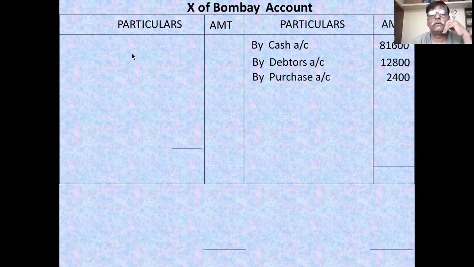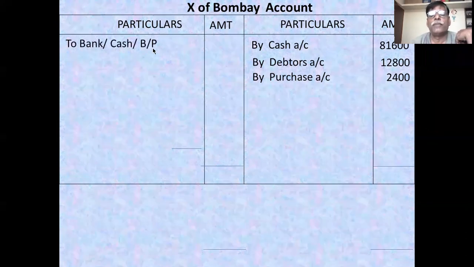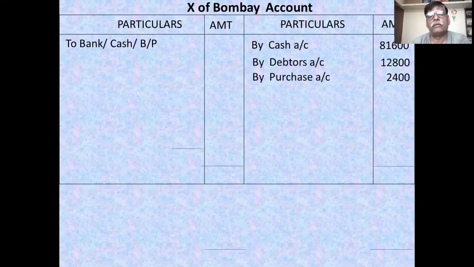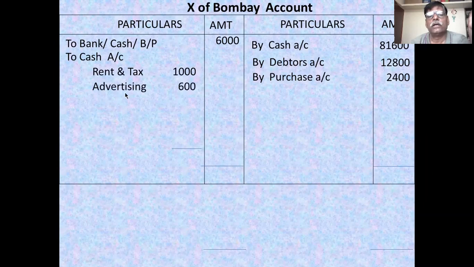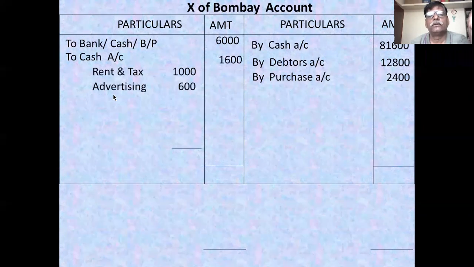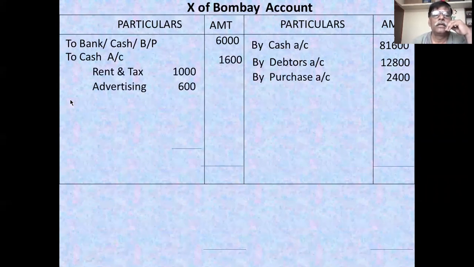In the debit side, first is advance paid to consignor, by bank, bills or cash. Out of these you write bills payable, not bills receivable, because the consignee is giving the bills payable. 6,000 is advance paid. Second item is expenses paid in cash. To cash, under that you write the expenses. Rent and tax 1,000, advertisement 600, total 1,600.